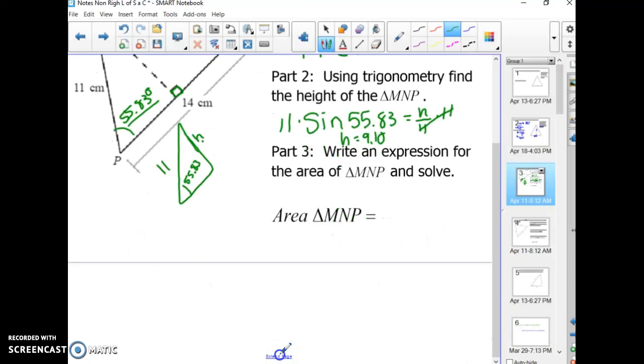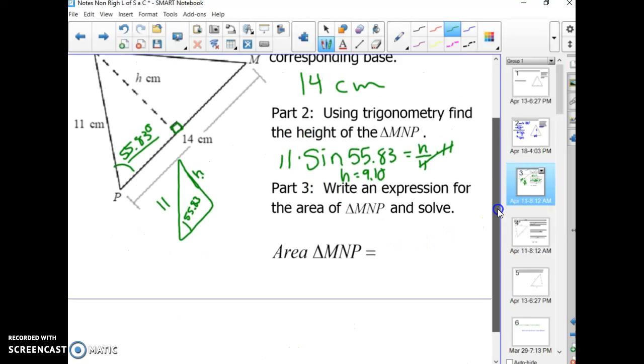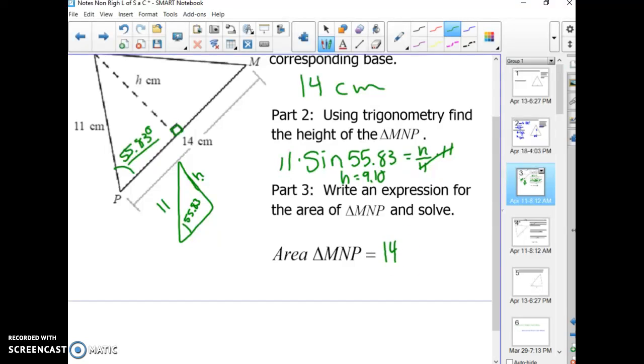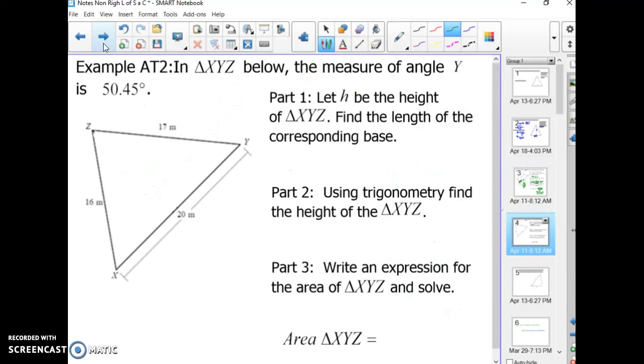So here's the thing. To find the area, I have a base, which is 14. I'm going to times it by the height, which is 9.10. I'm going to divide all of that by 2. So then I get an area of 63.7 centimeters squared. Here's the next one.